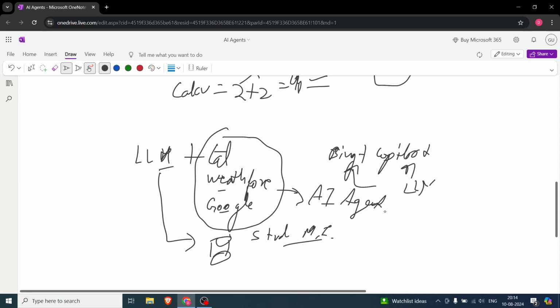Now, what does it do? It can do a lot of things. As I said, you can ask it to book a ticket to, let's say, any place. You want to go to New York City. Okay, NYC, you want to go to New York City.